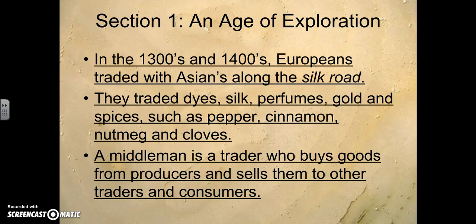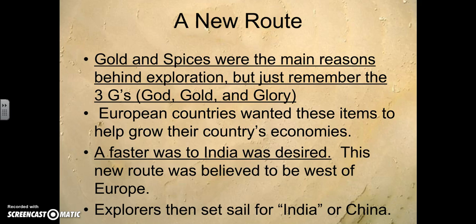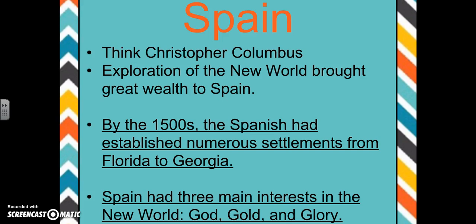A middleman is a trader who buys goods from producers and sells them to other traders and consumers. So we talked about the 3 G's of exploration: God, gold, and glory. Gold and spices were the main reasons behind exploration. The importance of finding a faster route to India was desired. So Spain is going to really be the first country that is going to go and explore. You have to understand that shipbuilding had become a master craft at this point. And so by the 1500s, the Spanish had established numerous settlements in the New World.